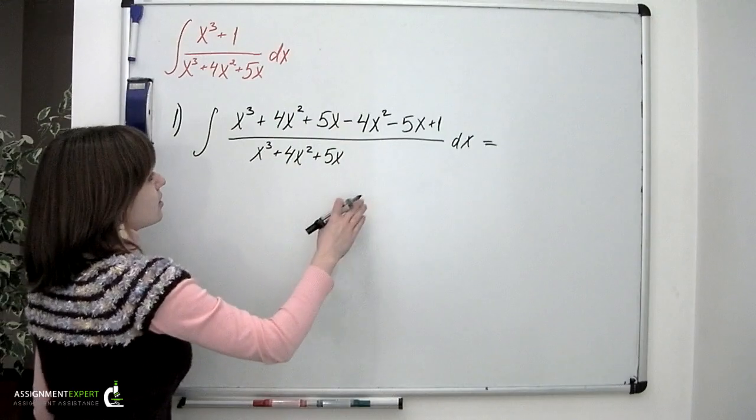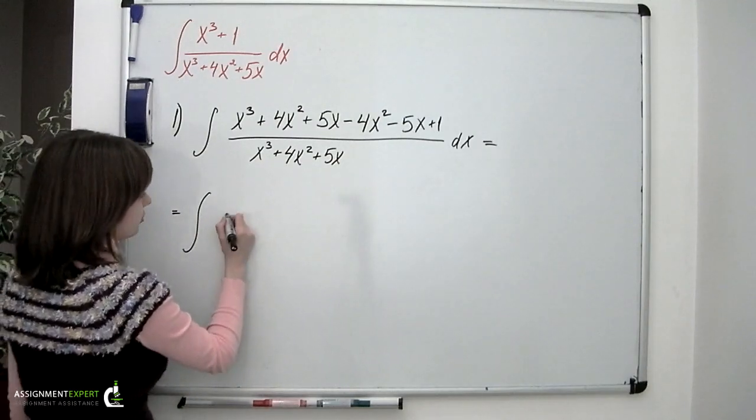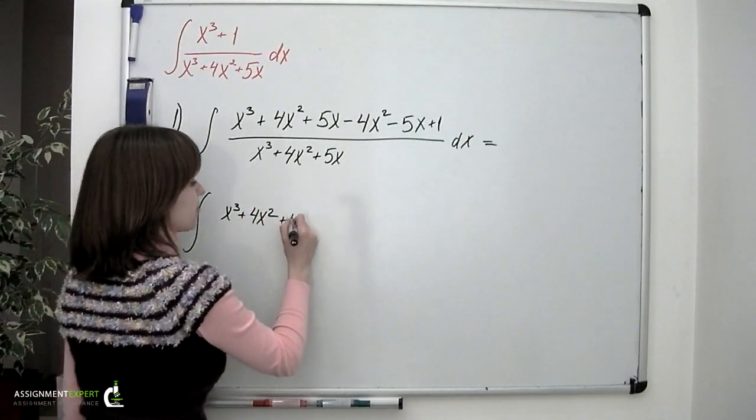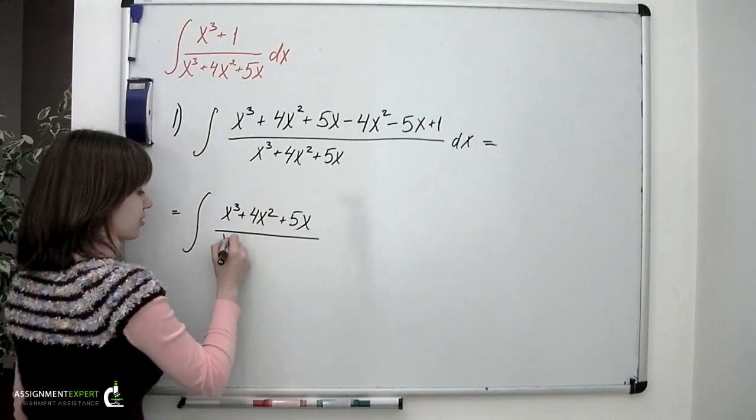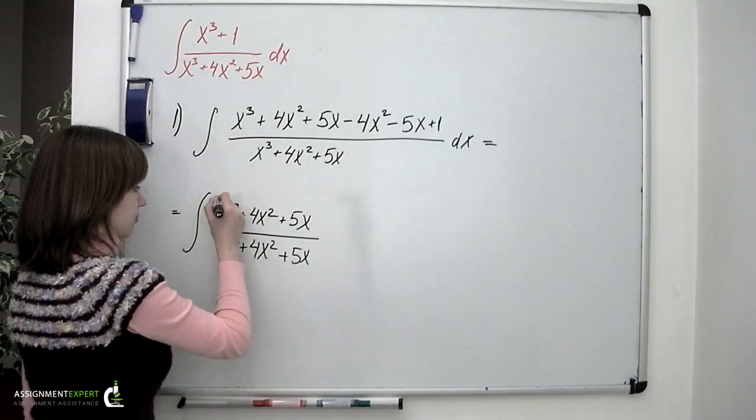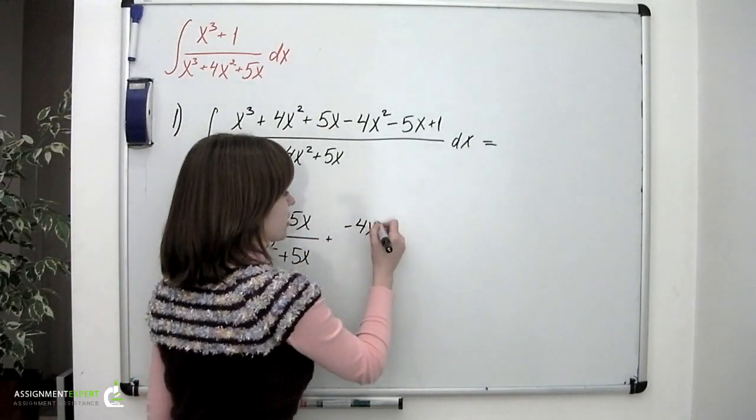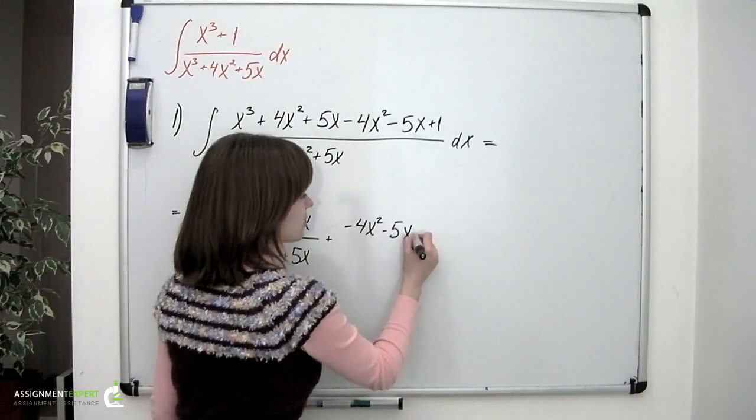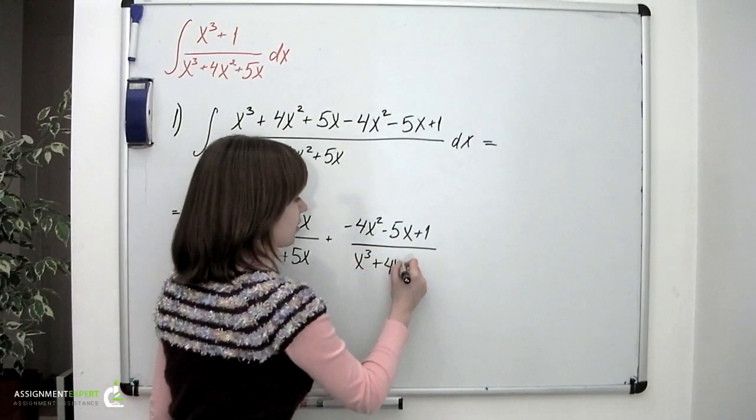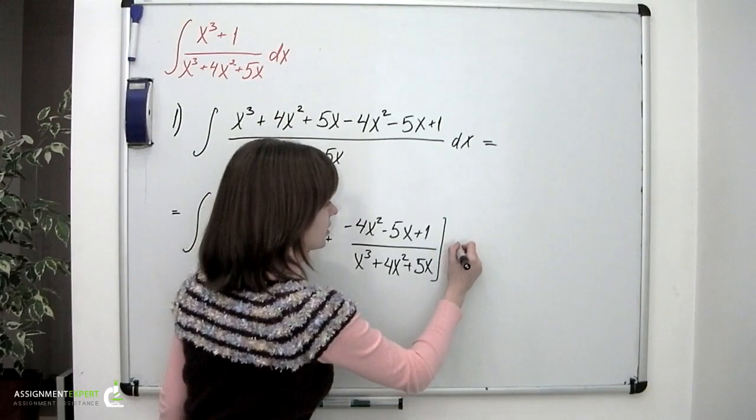Now we can separate this large fraction in two. And we'll have the integral of x cubed plus 4 times x squared plus 5x over x cubed plus 4 times x squared plus 5x, plus the second fraction, which is negative 4 times x squared minus 5x plus 1 over x cubed plus 4 times x squared plus 5x dx.